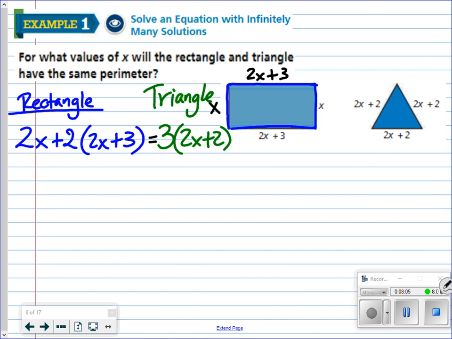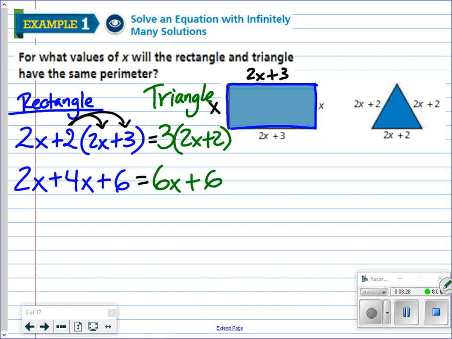Okay, so let's go ahead and simplify this first one. I have 2x. I need to distribute this 2. 2 times 2x, sorry, is what? Good. And 2 times 3 is? 6. Good. And then like Jacob said, I'd have 6x plus 6, because 3 times 2x is 6x, 3 times 2 is 6, right? Now, what do I have to do to the rectangle side? What do we notice about that? I have like terms. I can combine 2x and 4x to make 6x.